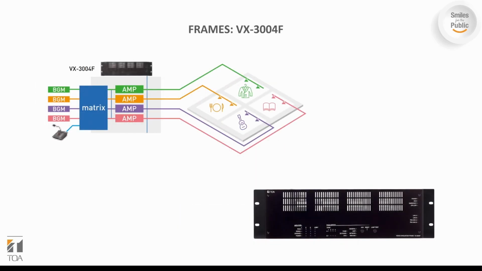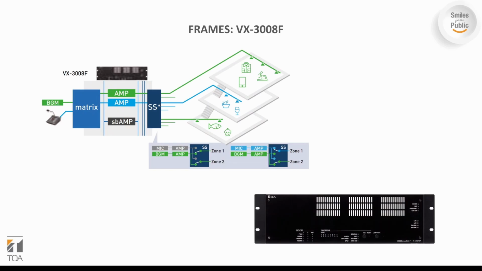There are 3 types of frames in the VX3000. The first of these is the VX3004F. The VX3004F handles up to 4 zones, each zone separately handled by an independent amplifier or line module. This means that each zone can have independent BGMs, pagings, and whatever sources sent to each zone.